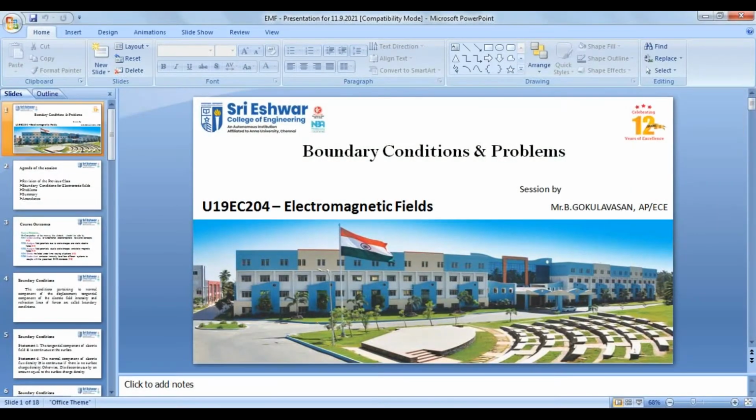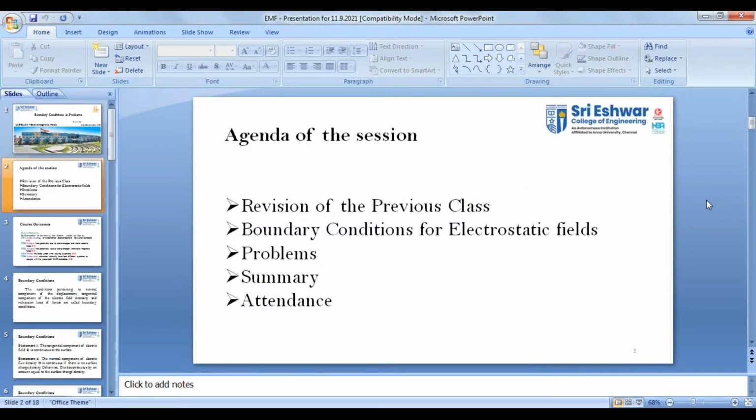Yeah, guys, is the screen visible? Yes, sir, visible. Okay, thank you. So as I said, today's title is boundary conditions and problems. The agenda for today is: revision of the previous class, boundary conditions for electrostatic field, problems, summarization, and finally attendance.